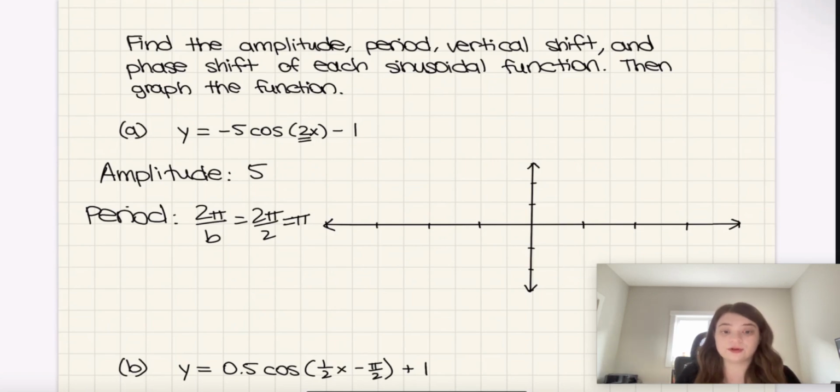Then we have the vertical shift. So the vertical shift is indicated by the very last thing we have here. If we don't have anything at the end here, that just means that there is none. But in this case, there is. And basically, it's a translation down 1.